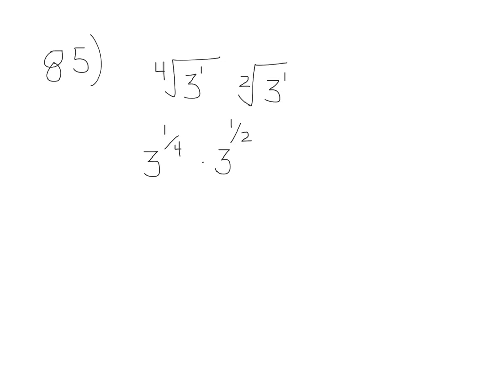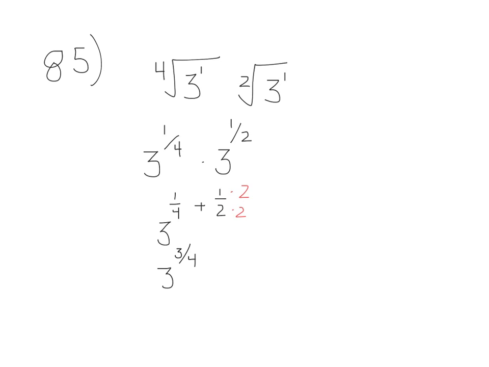When you're multiplying like bases, we know that we add those exponents together. So we'll get 3 to the 1/4 plus 1/2. But to add exponents, we need common denominators. Common denominator would be 4, and so we'll multiply the top and bottom of the second fraction by 2 to get a 4 in our denominator. 3 to the 1/4 plus 2/4 power is 3 to the 3/4 power.